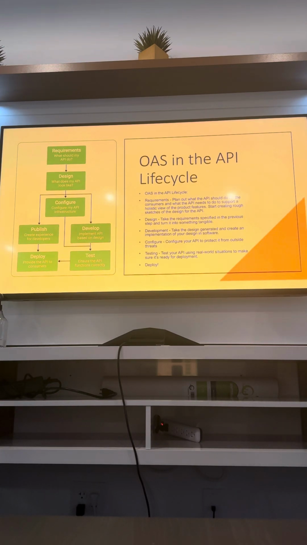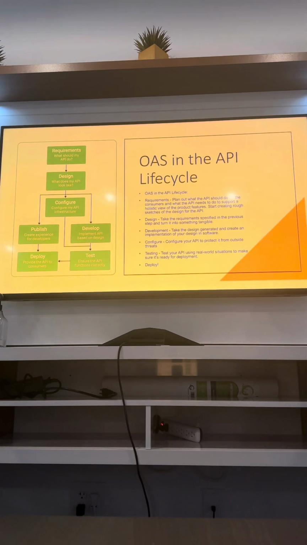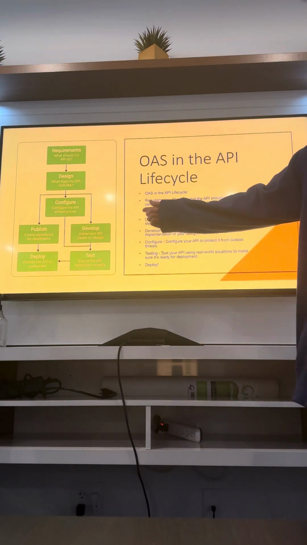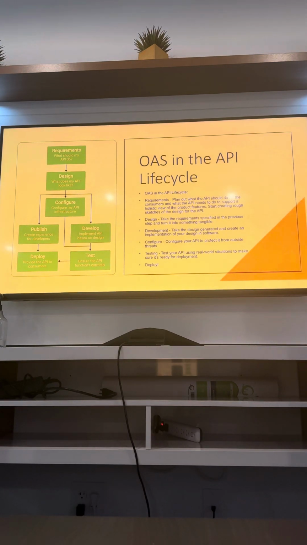And next you have development. Development is where you take the design generated and create an implementation of your design in software. So this is where you actually code it up. Then next you have configure. In configure, you basically want to configure your API to protect it from outside threats, and overall make it more secure. You also have testing. Testing is where you test your API using real-world situations to make sure that it's suitable for deployment and will actually work. And then finally you can deploy. As you can see in the picture on the left, that's a rough idea of what the typical life cycle looks like.